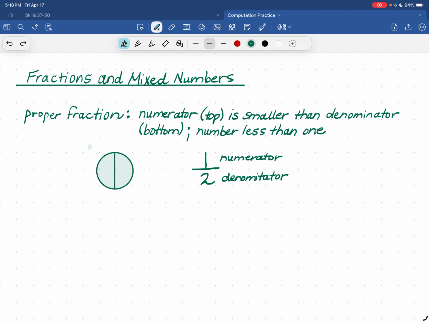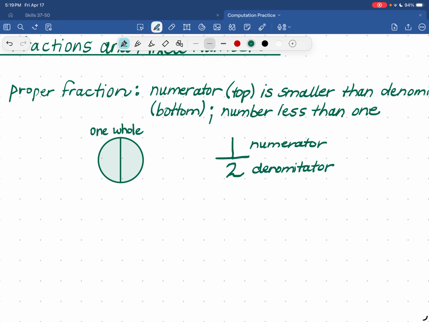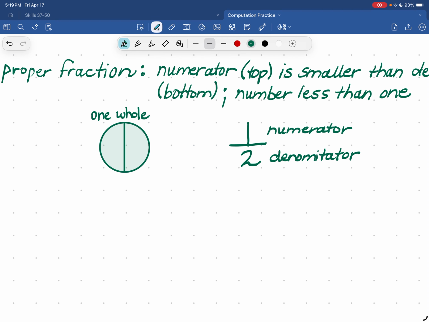This is a new feature of this iPad, and I love it for the most part, but not in this case. I don't want it to shade, but it did, so let me get a darker color, and I will go ahead and shade a little bit more. Let's just use this one. So if I shade one of those two pieces, that would be a half of this circle. So I would say that 1/2 is that lime green, the bright green. 1/2 is less than 1 whole. That is a proper fraction.